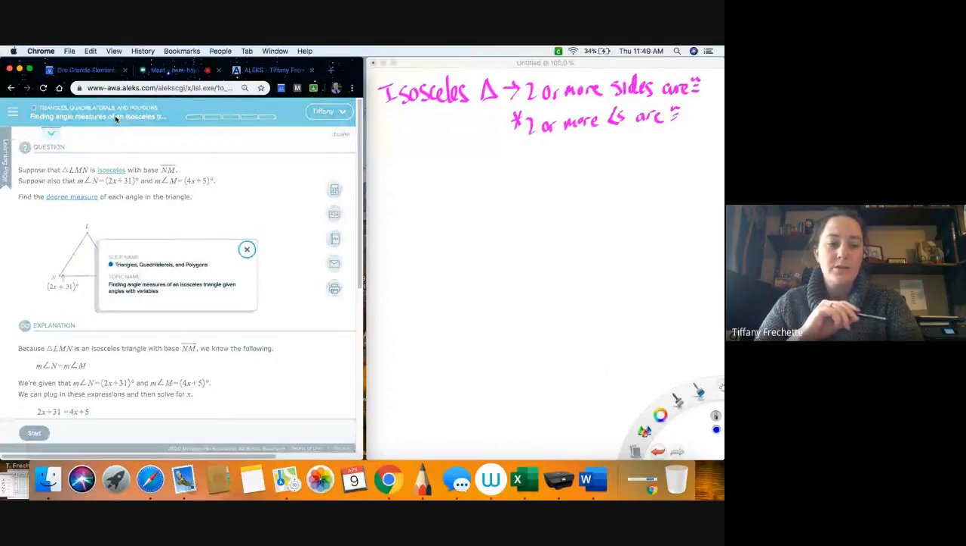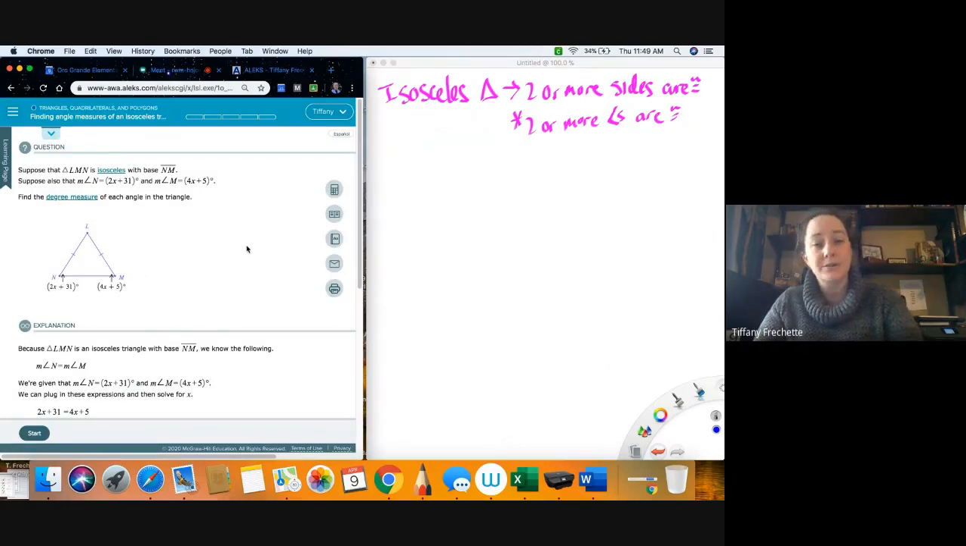Finding angle measures of an isosceles triangle given angles with variables. All right, so the other topic for this week had to do with isosceles triangles and equilateral triangles. So these were actually a bit of the notes that we wrote from that first topic.